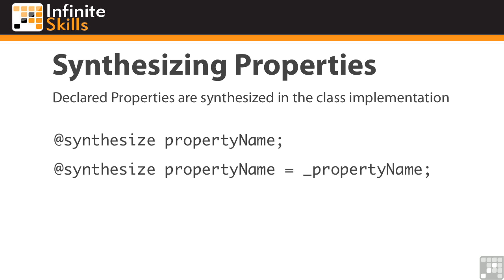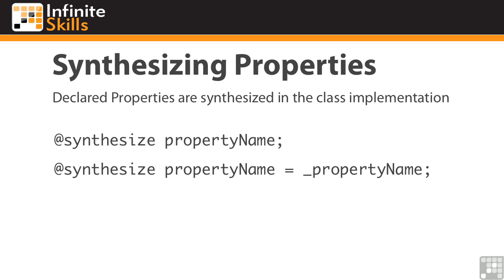By default, this generates an instance variable with the same name as the property itself. The preferred syntax these days is to explicitly declare the underlying instance variable, and that's what we're seeing in the second line of code. There are two primary reasons for doing this. The first is if we have a property and an instance variable named the same, it's very easy to mistakenly access the variable directly instead of using the property as you may have intended.